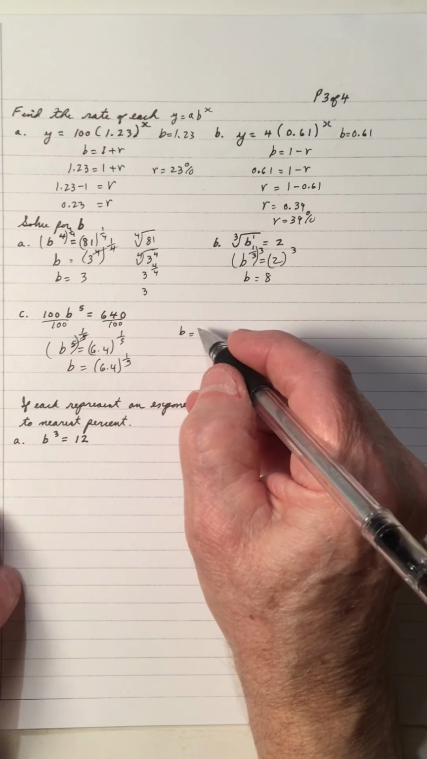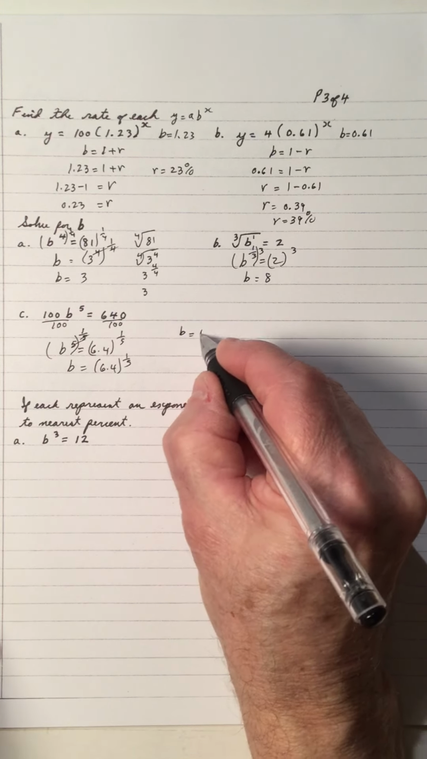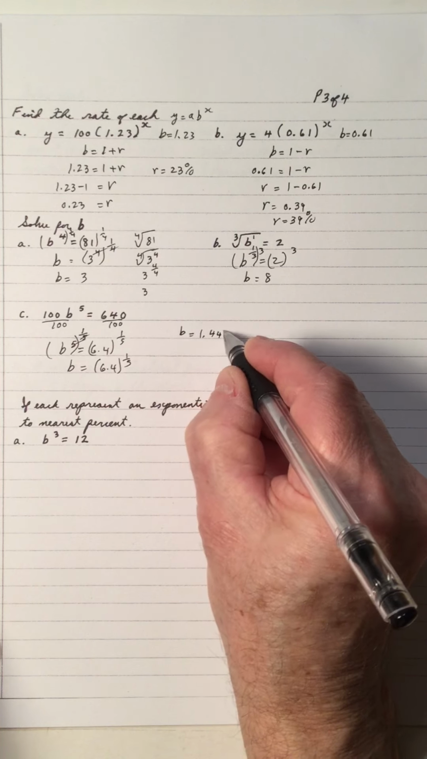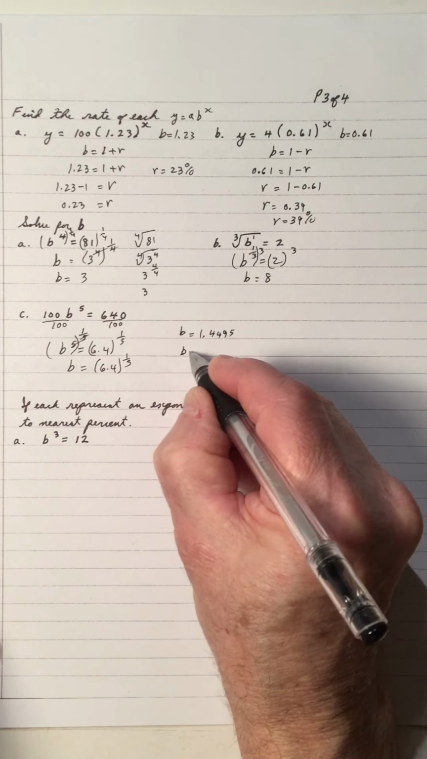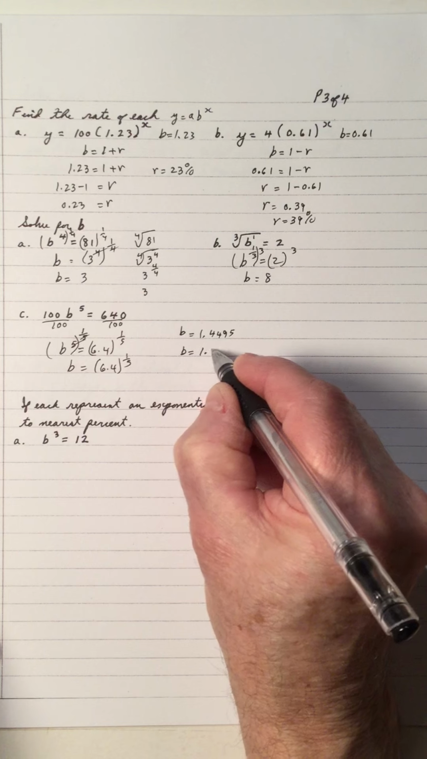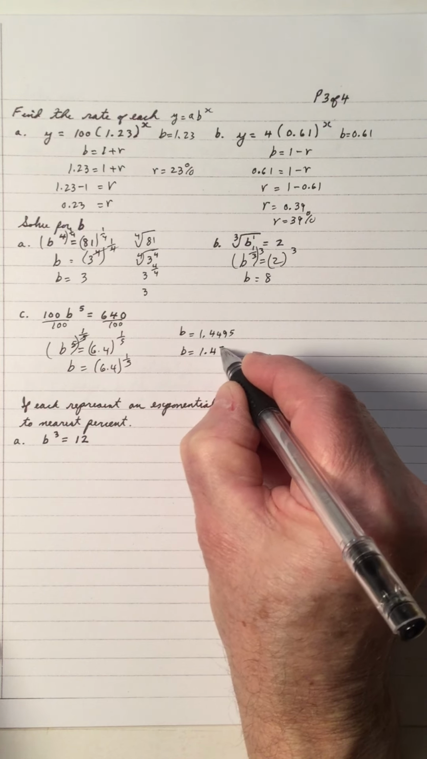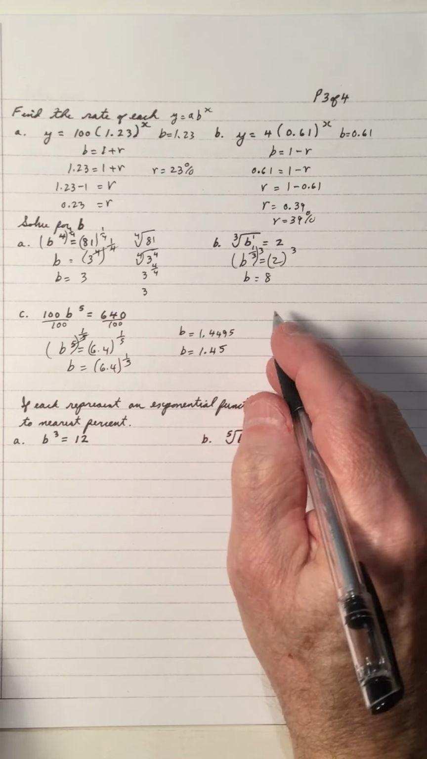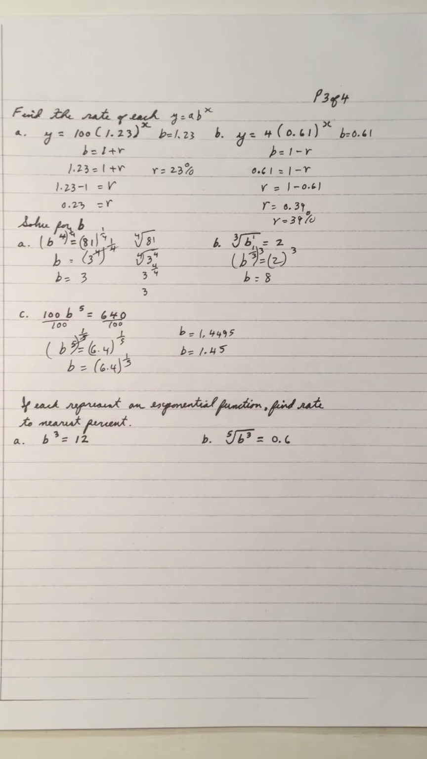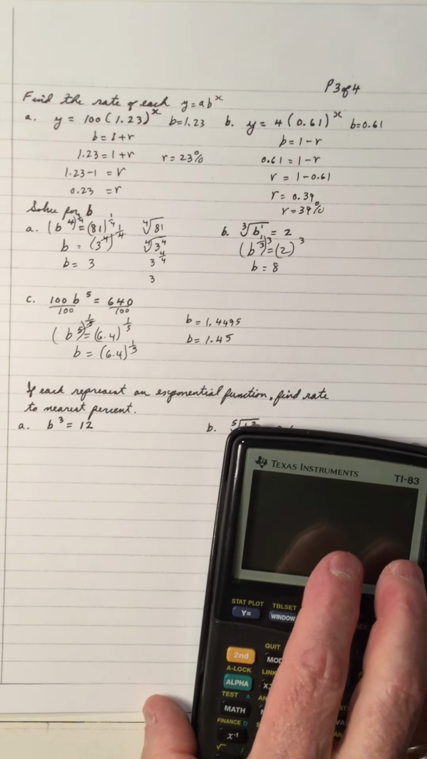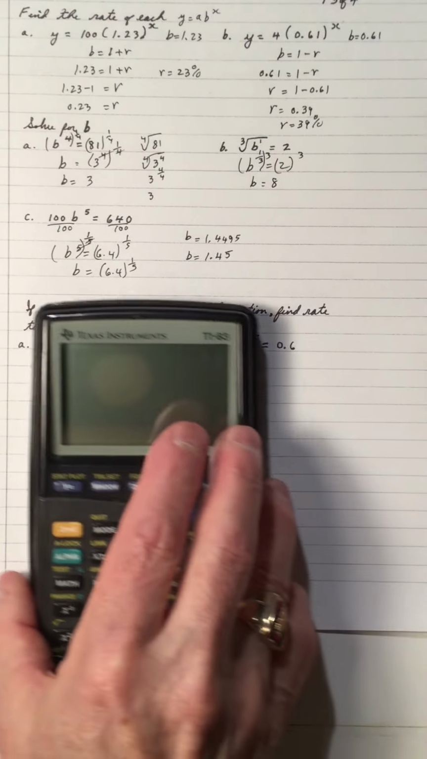That's 1.4495, or to the closest, 1.45. And just to show you on a calculator how that works, just to make sure, let me bring the calculator here.